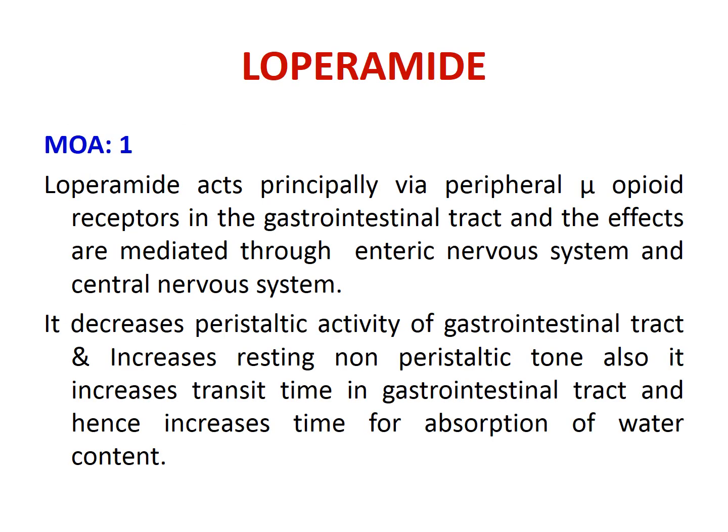Now let's discuss loperamide, which is an opioid. The first mechanism of action is that loperamide acts principally via peripheral opioid receptors in the gastrointestinal tract, and the effects are mediated through the enteric nervous system and the central nervous system. It decreases peristaltic activity of the GIT and increases resting non-peristaltic tone. Also, it increases transit time in the GIT and hence increases time for absorption of water content.